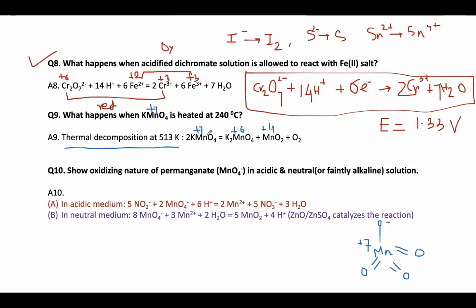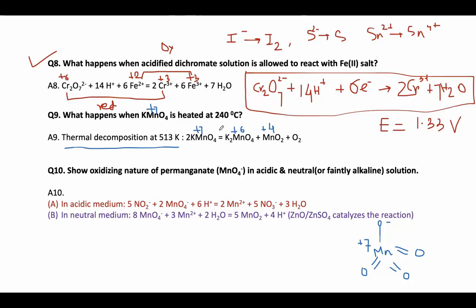So from +7, both kinds of reduction take place. The first is a 1 unit reduction from +7 to +6. The second is a 3 unit reduction from +7 to +4. So thermal decomposition occurs from +7 to a +6 compound, that is K2MnO4, and a +4 compound, that is MnO2. These are formed. So MnO4 minus or KMnO4 is a very strong oxidizing agent.